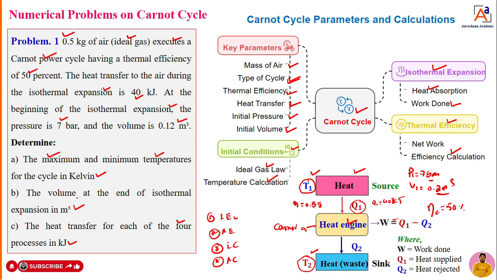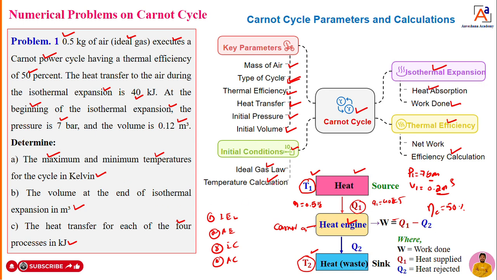Okay, fine. Next, he is asking to calculate the volume at the end of the isothermal expansion. The beginning of the expansion he has given. Dear students, we have to read the sentence here. At the beginning of the isothermal expansion, he has given 0.12 meter cube and 7 bar. That is P1 and V1.